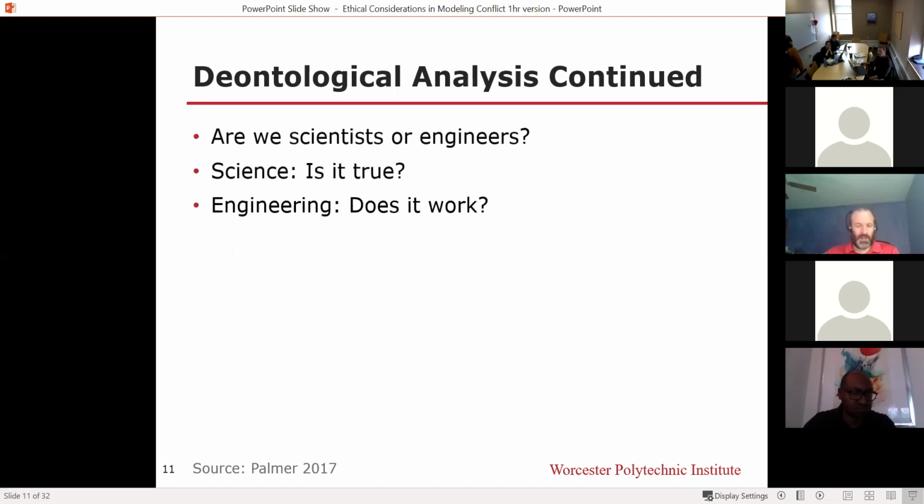This gets to the question that Mike had touched upon, this question of, are we scientists or engineers? One way to think of this is science is interested in, is it true? Do I have the actual valid answer as best we can understand it? Engineering is, does it work? Is it able to do what we need to do?